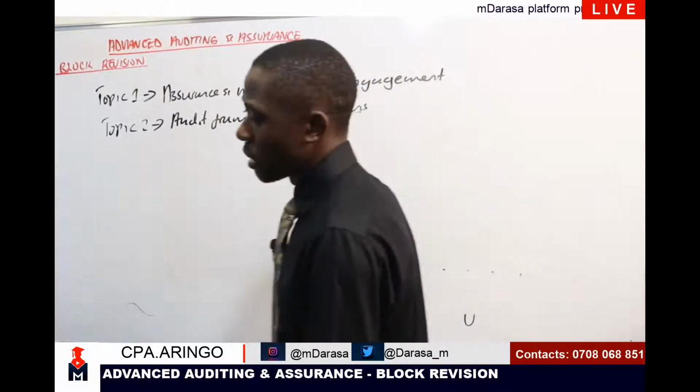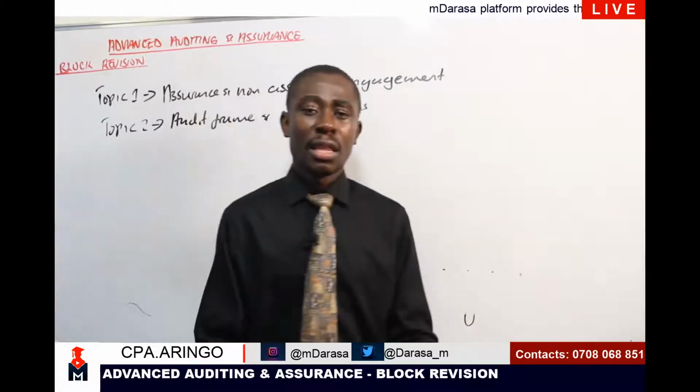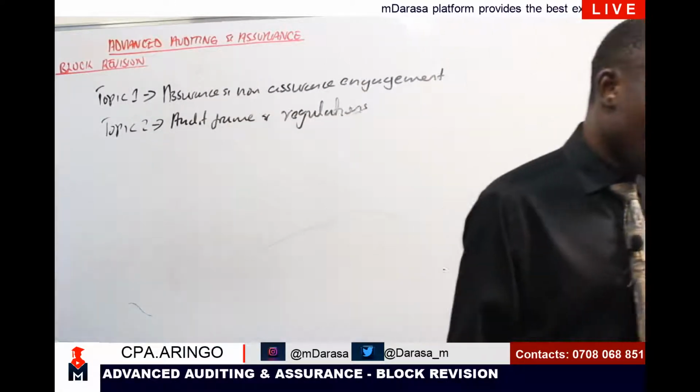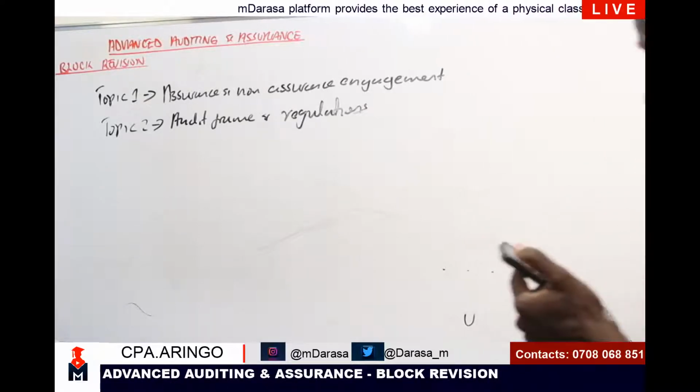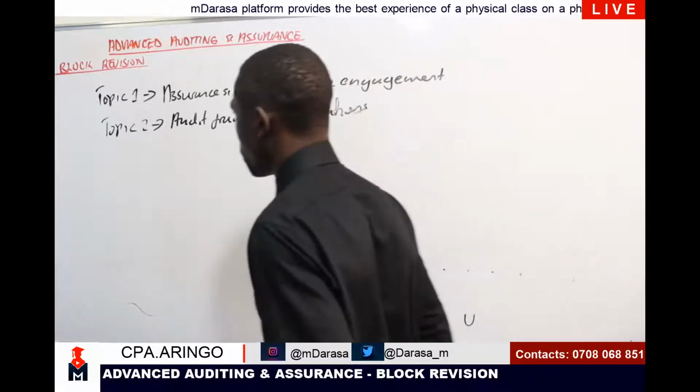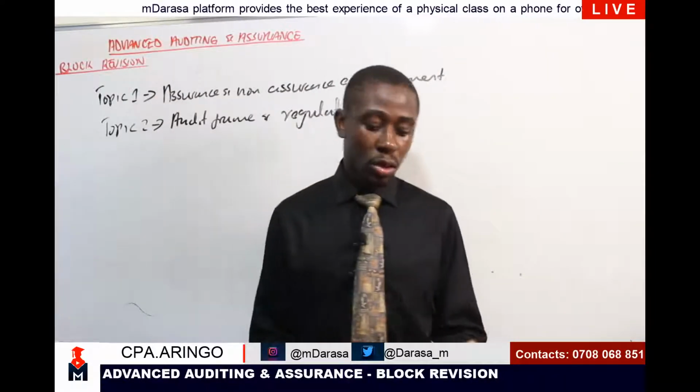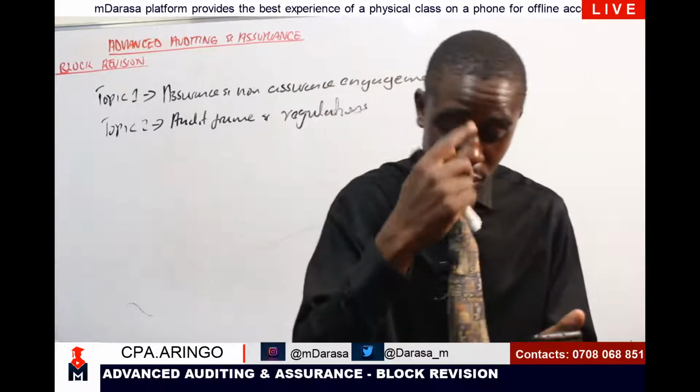Basically, looking at audit framework and regulations, these are the concepts that we normally look at when talking about the auditor's professional liabilities and legal responsibilities, as well as the objective and general principles, which are very important at any given point in time.